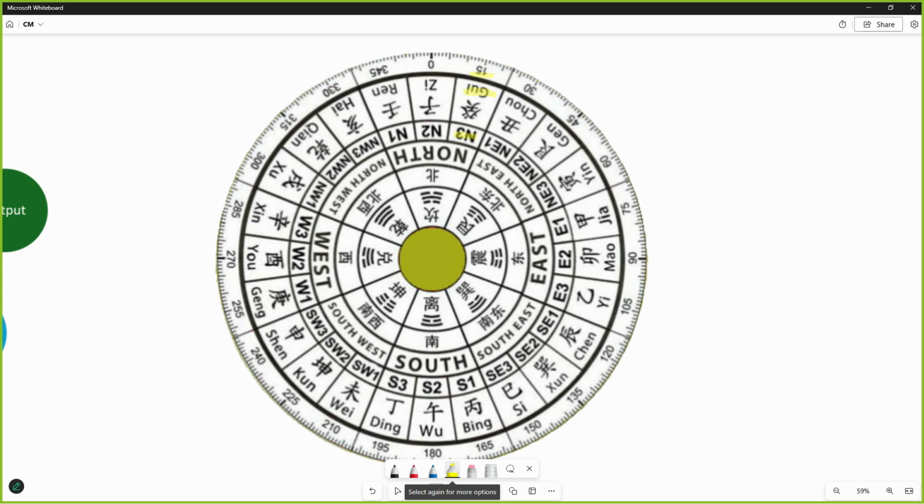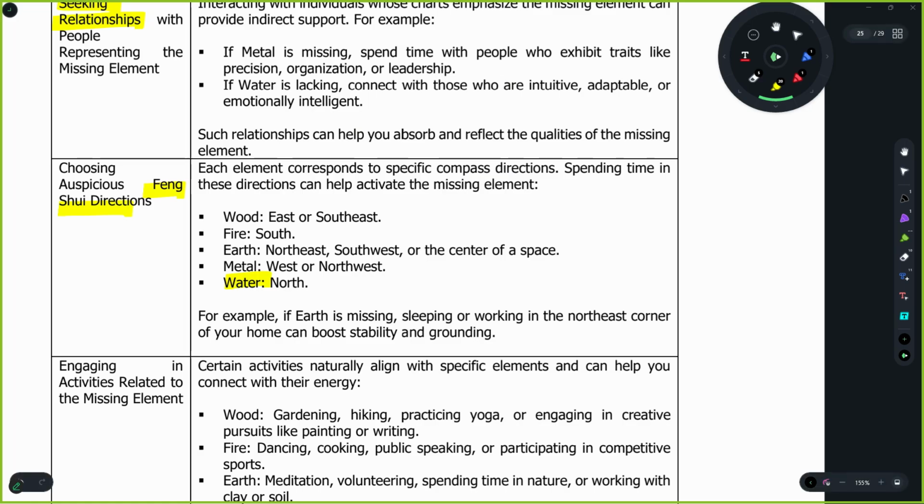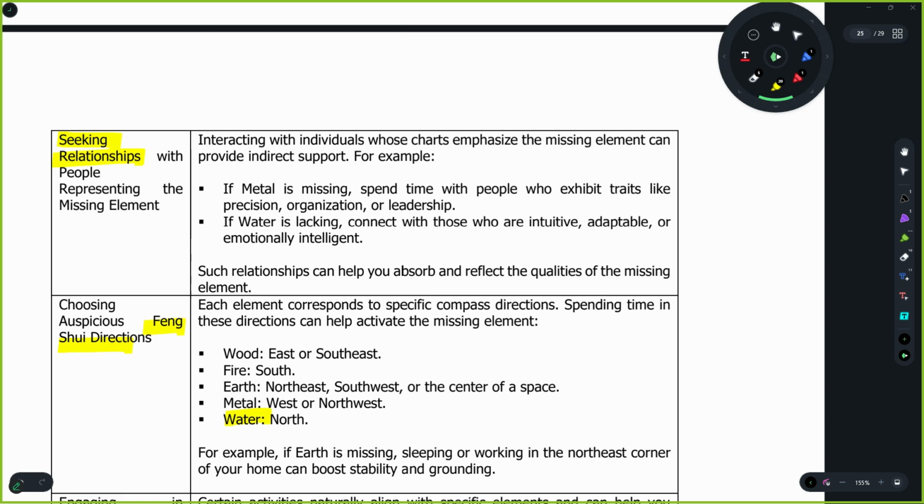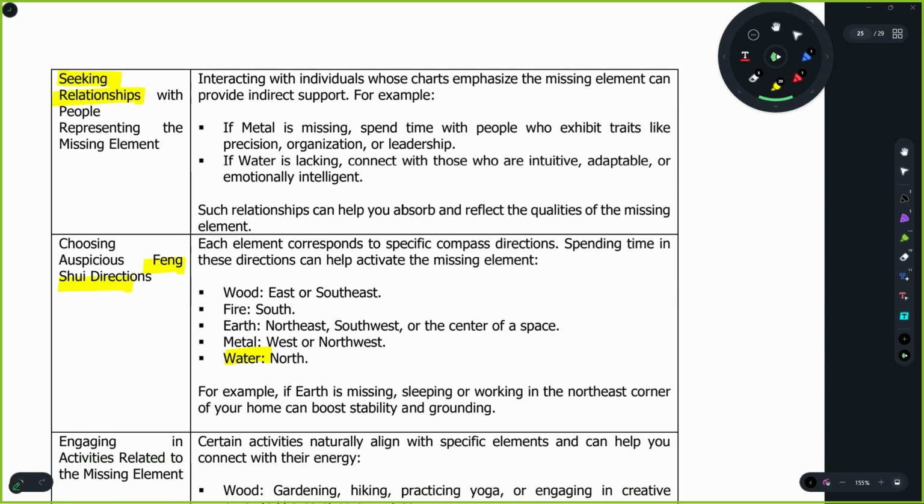So sometimes we can say that we study Bazi to diagnose. Bazi is used to diagnose. Feng shui is used to solve, to overcome the problem. So this is remedy number three. Remedy number three is a feng shui remedy in people relationship and so on.